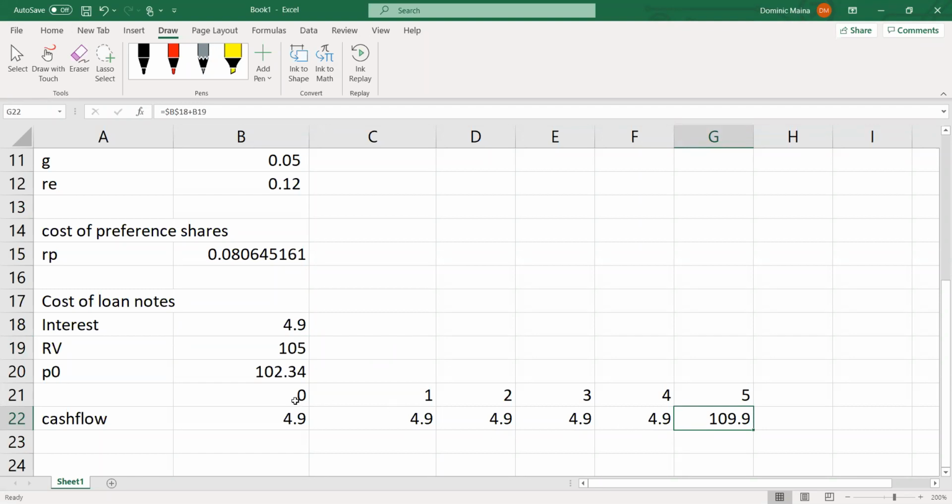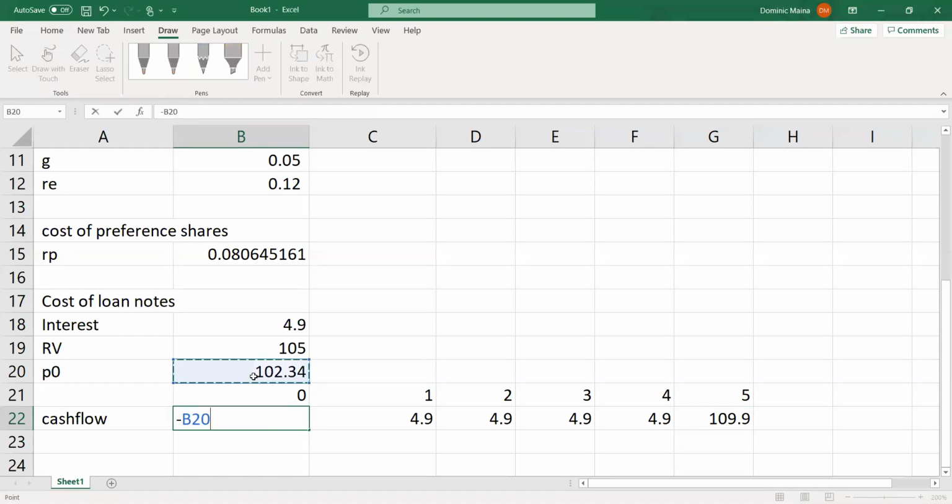Year 0, you don't get anything, by the way, because it is today. You're going to be paid at the end of the year. So year 0 is simply the market value, which is negative 102.34. Don't forget year 0 begins with a negative.